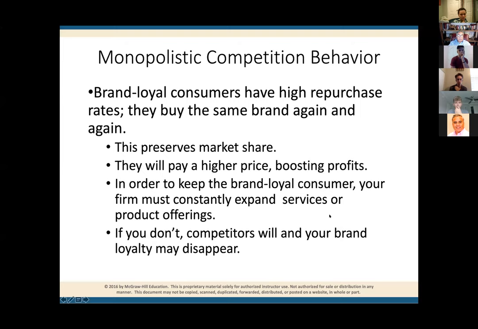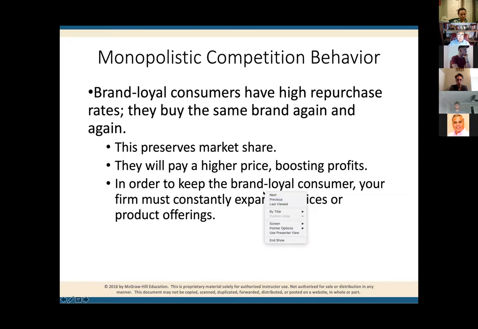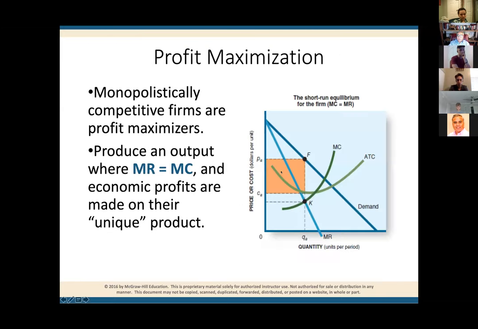So monopolistic competition, right? They have to try to be competitive, and the only way they can be competitive is by trying to improve on the product, okay? So monopolistic competition, they will use the strategy, as we already discussed, where marginal cost equals marginal revenue, in this case, right here.